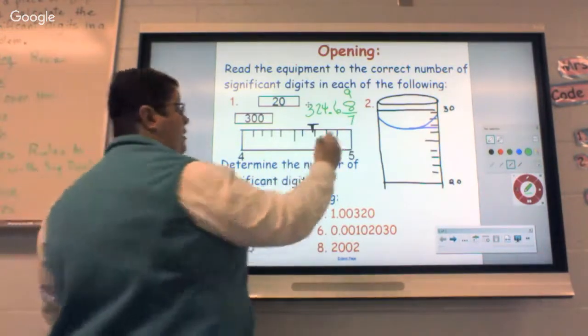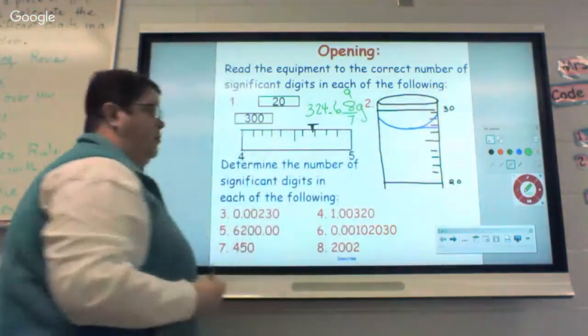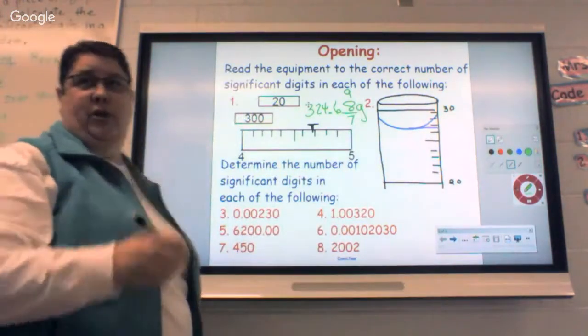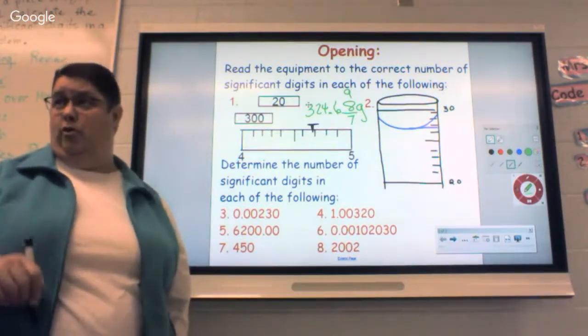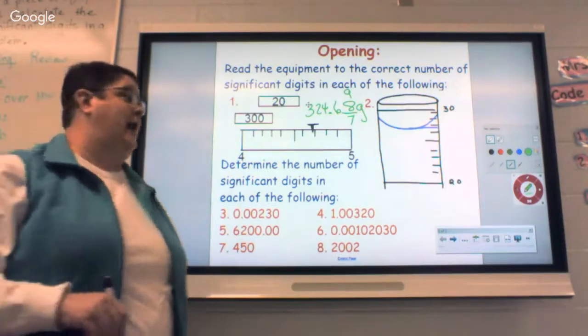A G. If you didn't have a gram behind it, you need to put -1 because I'm going to take points off on your lab paper today if there are no units behind your numbers on your data. So make sure that is there.